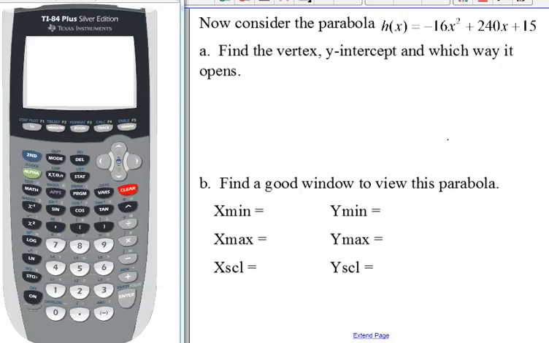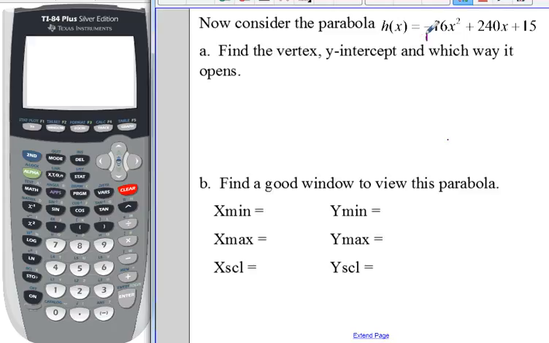In this video, we're going to look at the ways to use our graphing calculator to answer questions about a parabola. In this particular problem, our parabola is called h of x, and it is negative 16x squared plus 240x plus 15. And in part A, we're asked to find the vertex, the y-intercept, and which way it opens. I'm going to start with what seems easiest to me, which is which way does it open. I look right here at the beginning, I see a negative, and I know that it opens down.